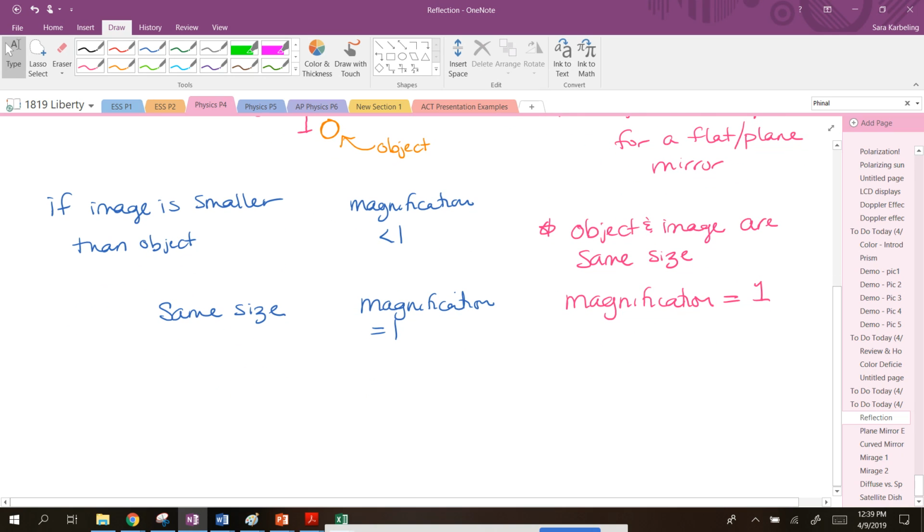And then my favorite ones, right? If the image is larger than the object, then the magnification is greater than 1.